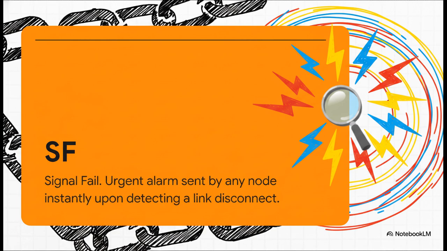Next, we have SF, or signal fail. And when I say this message is urgent, I mean it is absolutely critical. If any node out there detects a physical link disconnect, it instantly blasts out an SF message. It's the alarm bell for the whole ring. The very split second this message hits the network, it tells the RPL owner to unblock its port. And that kicks off the entire 50 millisecond recovery sequence to keep your data flowing.